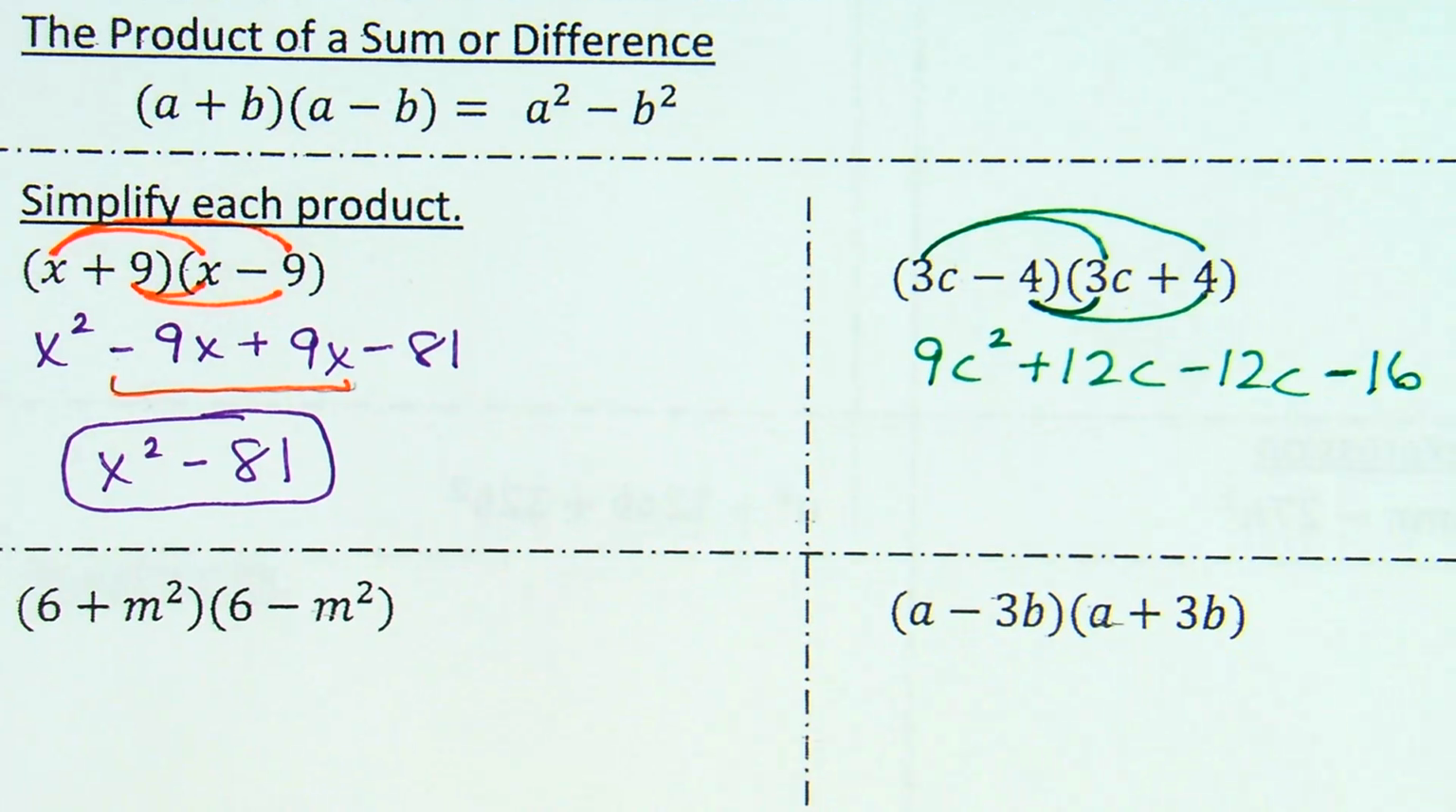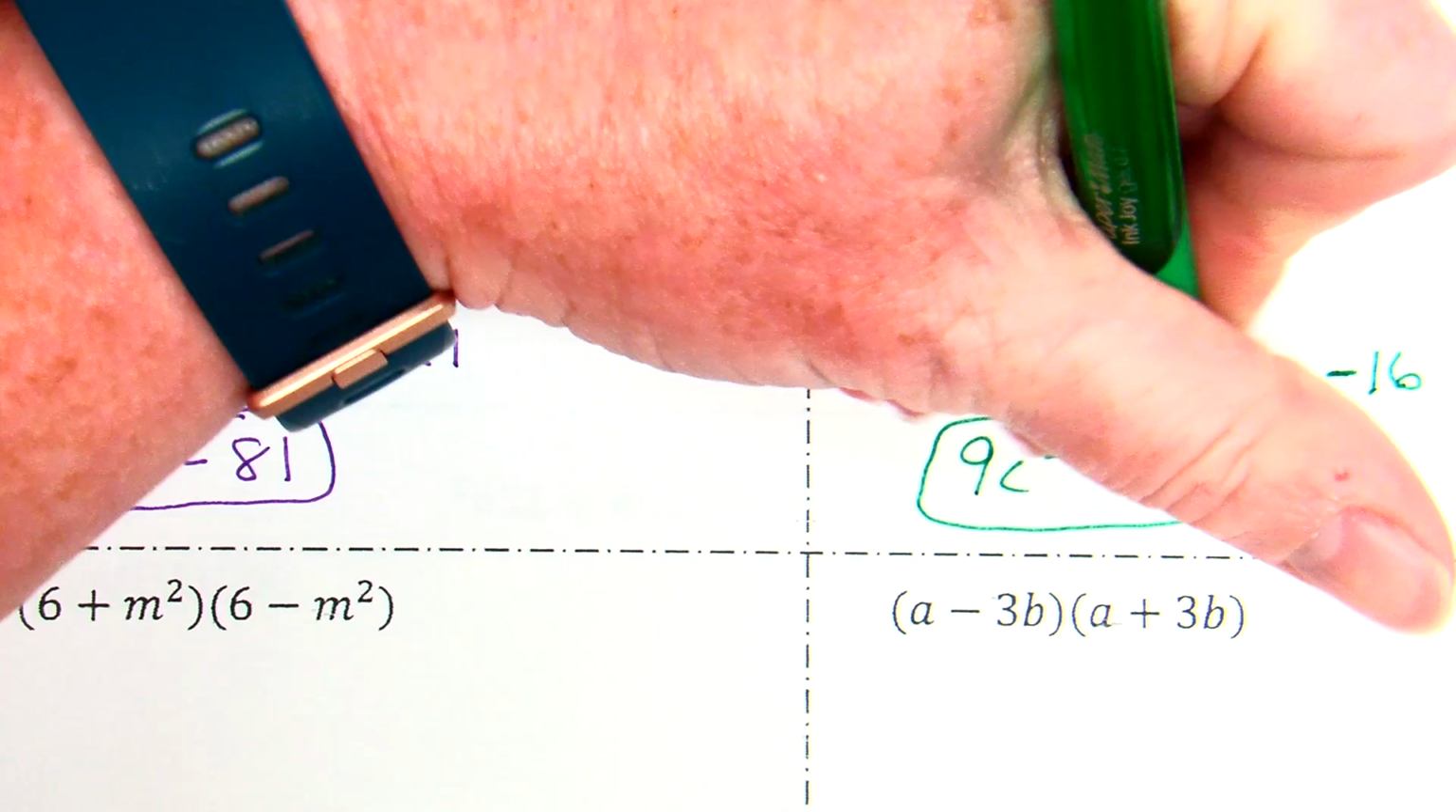9c squared minus 16. The 12c's cancel out, right? Yep, 12c's cancel out. You got it. Okay, I'm good with that. You guys know what you're doing.